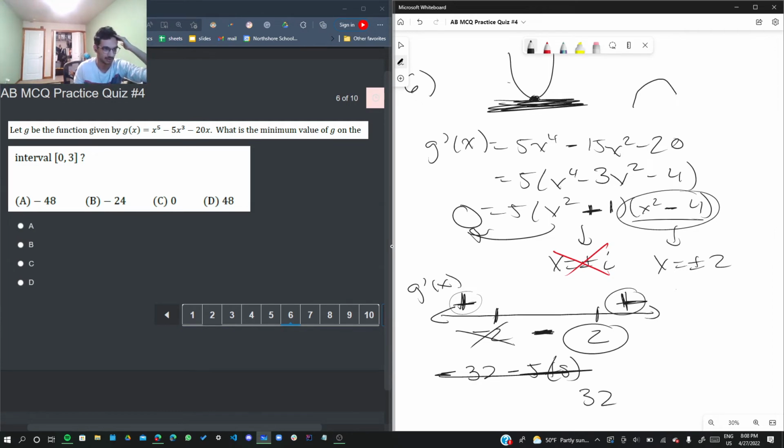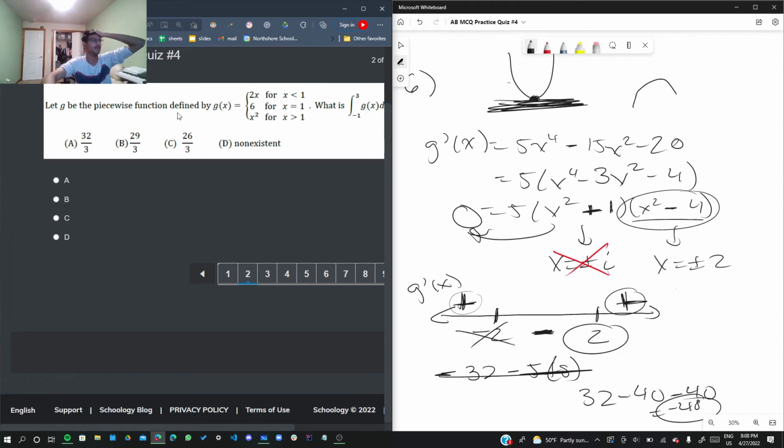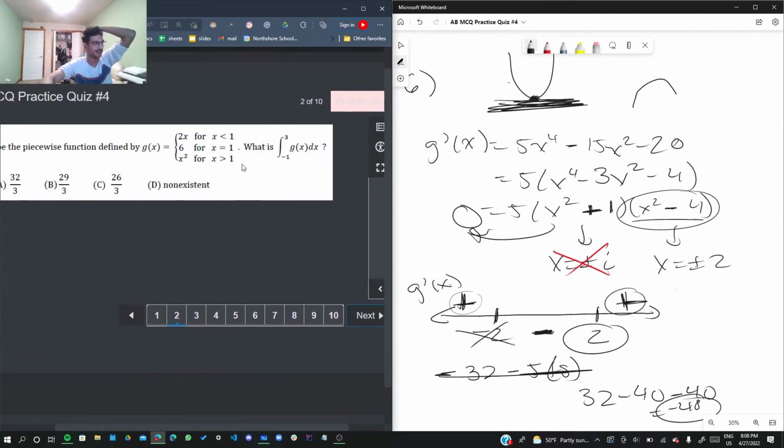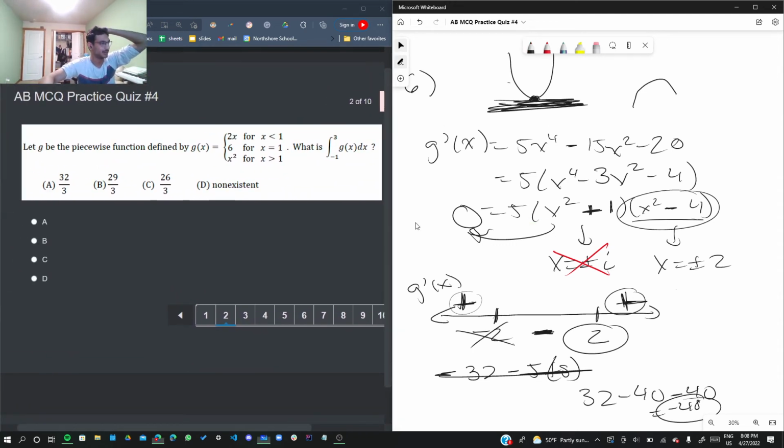So it's going to be this to -40, -40. Yeah, there we go. So that would be -48. That would be A right there. Sorry, I'm rushing this one really badly, but you can slow it down on your own at a later time.